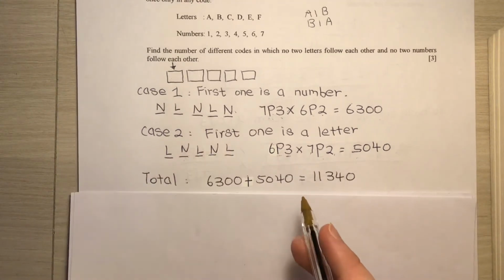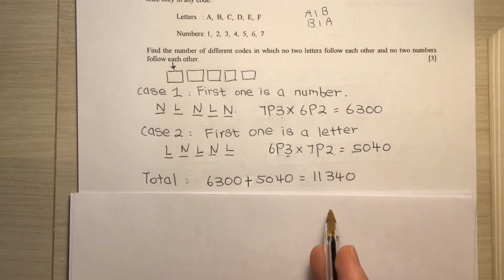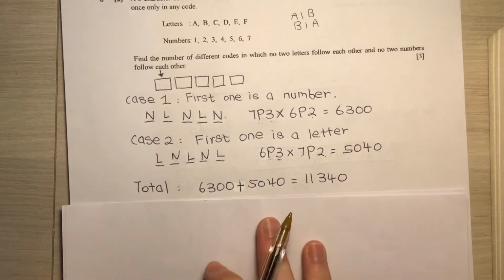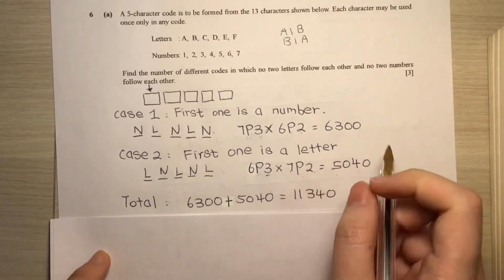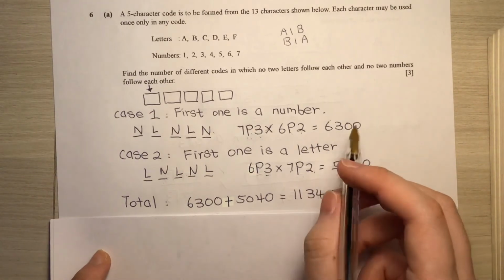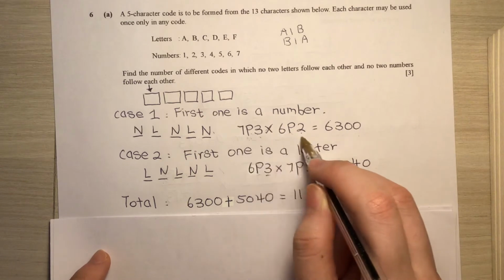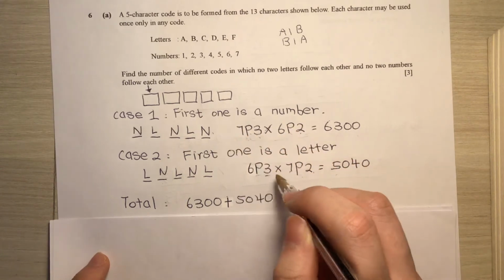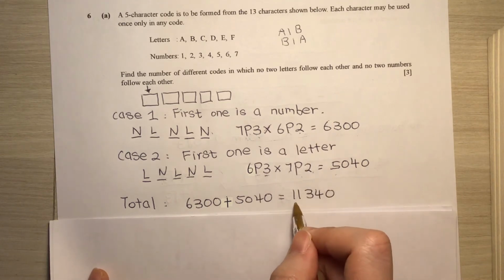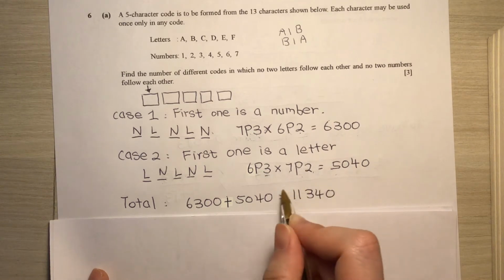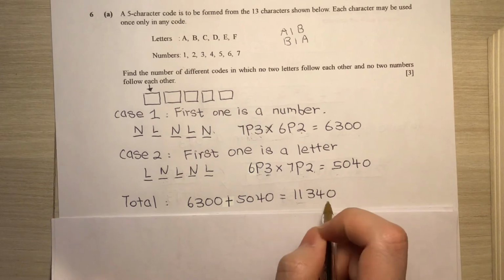So when we add them together, we will have 11,000 something, and this is how you should approach this question. To get all 3 marks, you need to write down this equation, and this equation will give you another mark as well, and your final answer will give you your final mark.